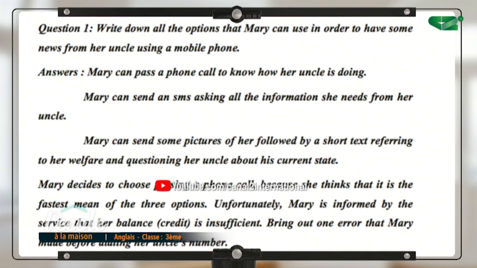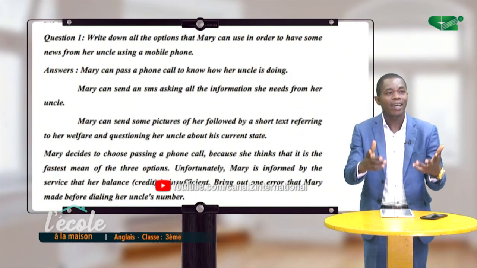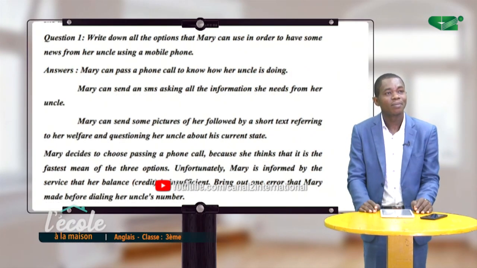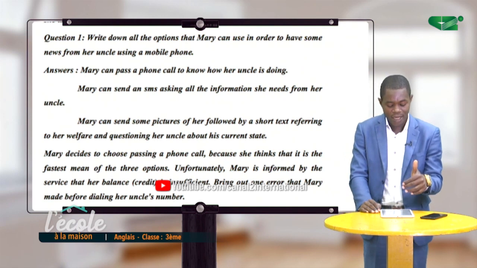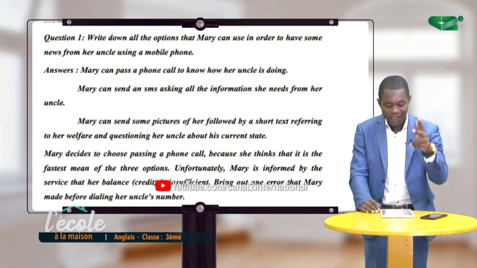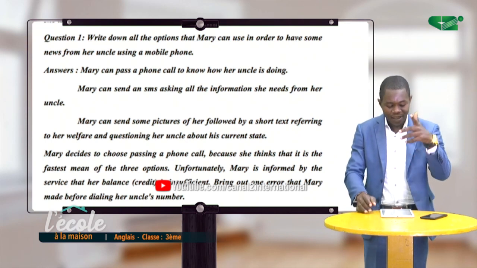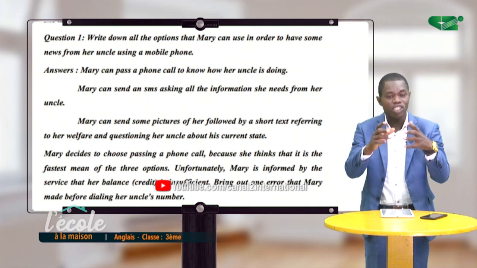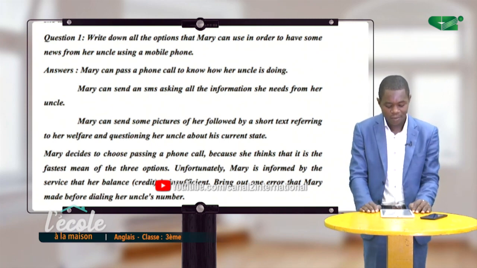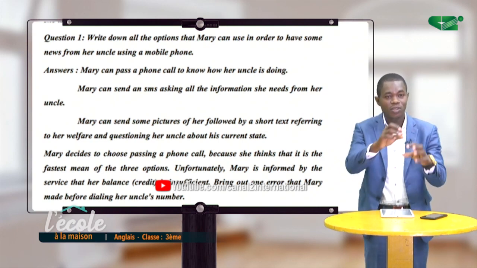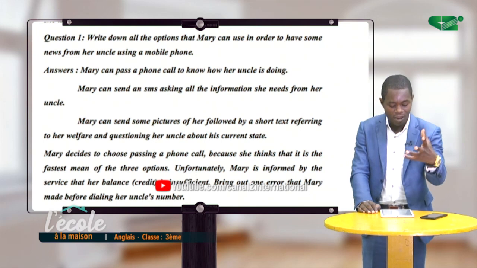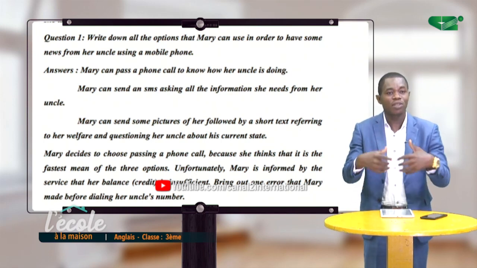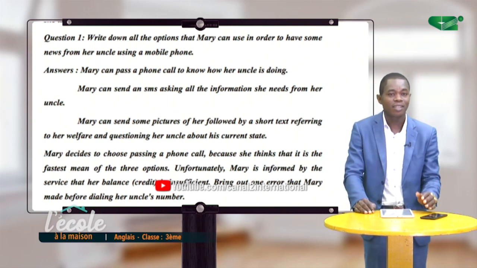Mary is worried about how far her uncle is doing. I will focus only on the third option. The student giving the answer that Mary can send, listen very carefully, that Mary can send some pictures, photos of her, that is her photos, followed by a text that is under the photos. She writes a short text referring to her welfare, that is her state, how she is, if she is well, if she is sick, something like that.